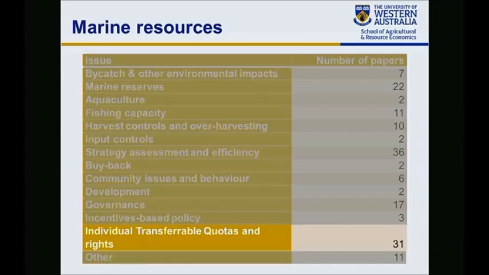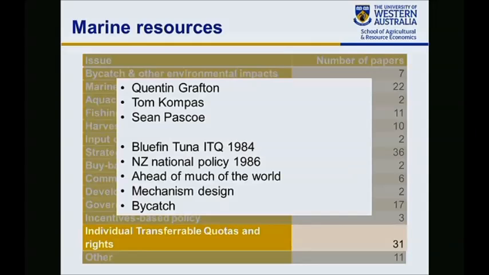So let's look at ITQs and property rights for fisheries. So this has not been a major focus. There has been a bit of work in WA. Bob Lindner was involved in work in this area, particularly in the early days. But the big players have been people like Quentin Grafton and Tom Compass at ANU, and Sean Pascoe at the Uni of Tasmania, and a few others.